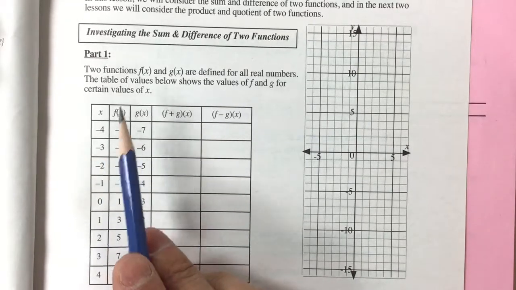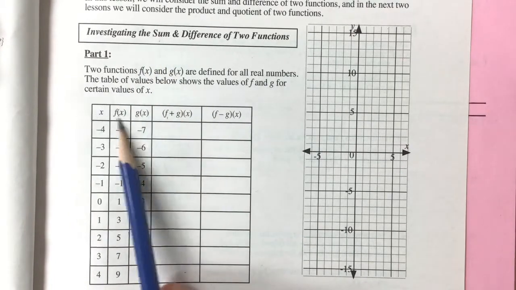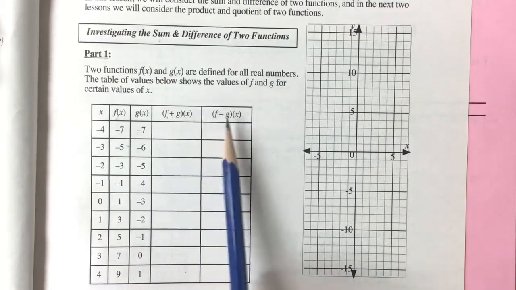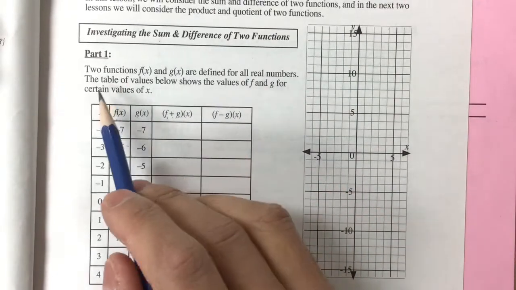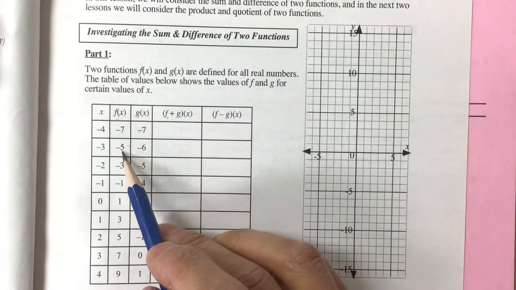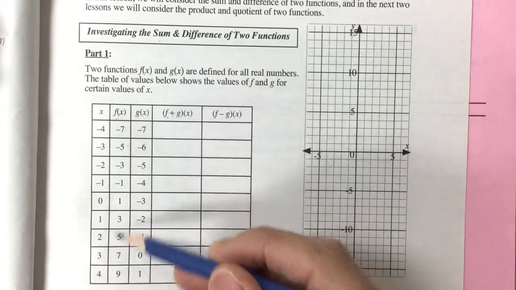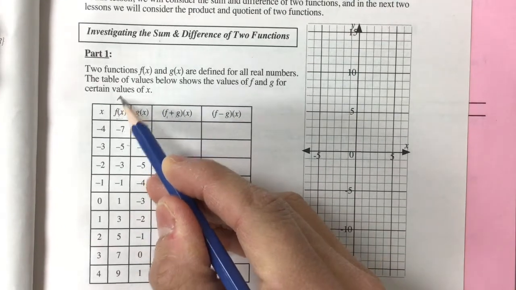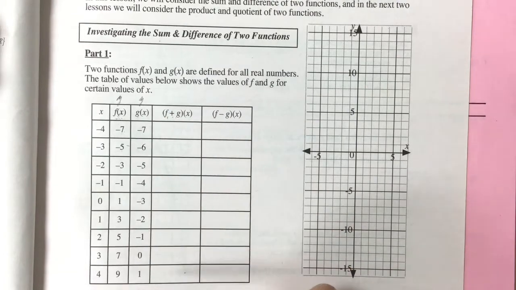And what we're going to be doing is finding the sum. So we'll be adding our two functions, f and g of x, together. And we're also going to be subtracting them from one another. So the table of values shows f and g here. So -7, -5, -3. These are the values that you'll find along the y-axis. Again, these are also the values that you'll find along the y-axis.